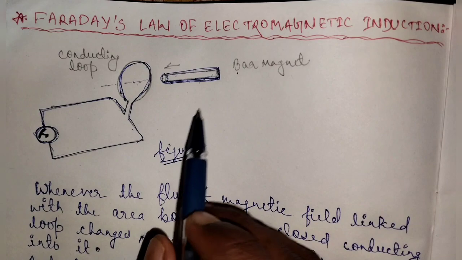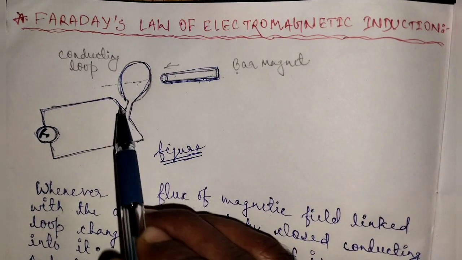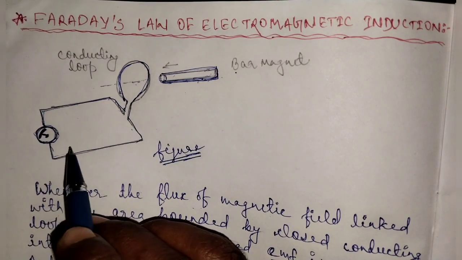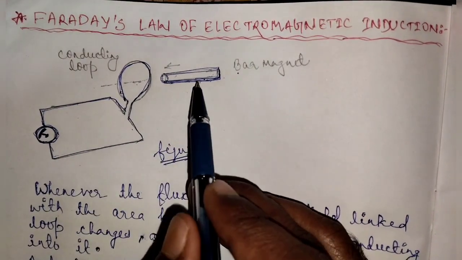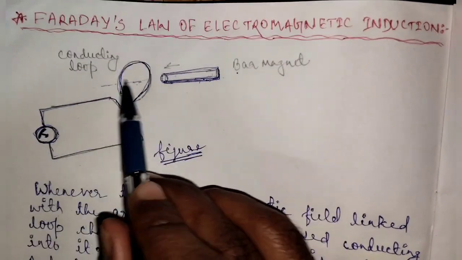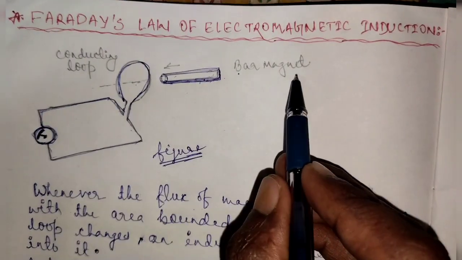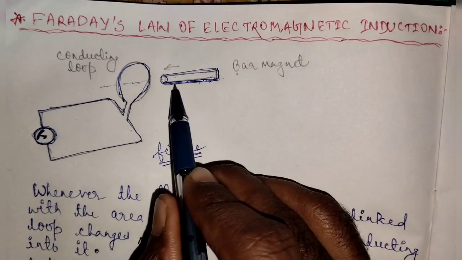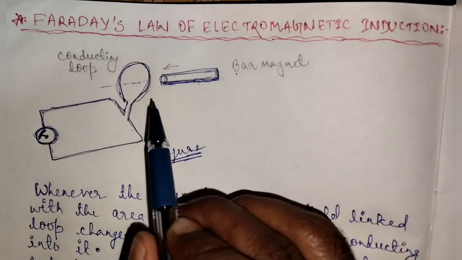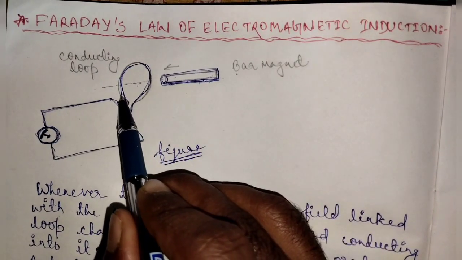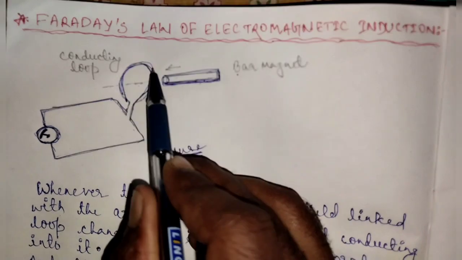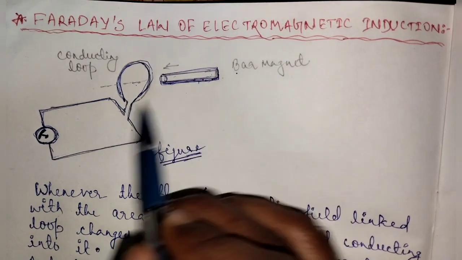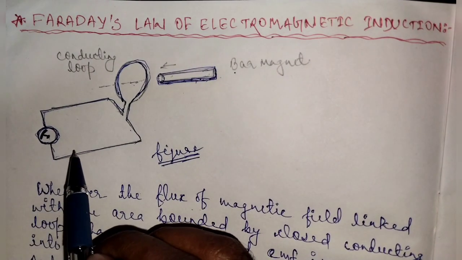So this is a figure where a bar magnet and a conducting loop are shown, and a galvanometer is connected at the ends of the conducting loop, and the bar magnet is placed along the axis of the loop. When a bar magnet moves towards the conducting loop, a small induced EMF is produced in the loop due to this bar magnet, and it shows a deflection in the galvanometer.